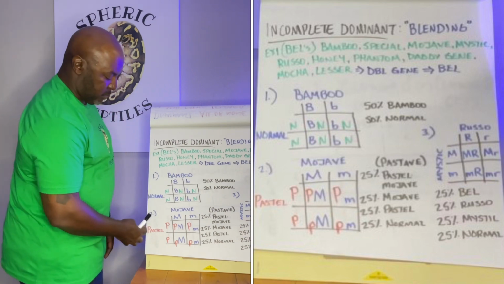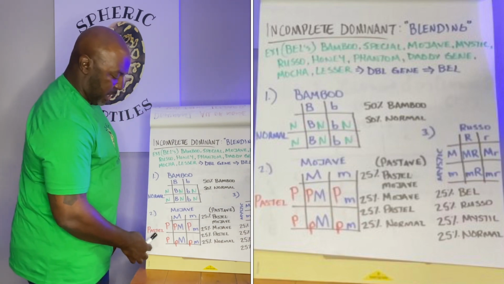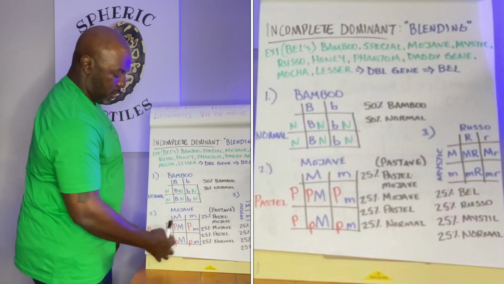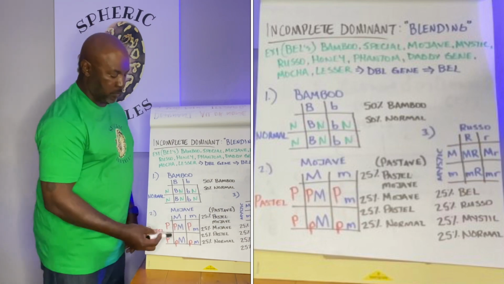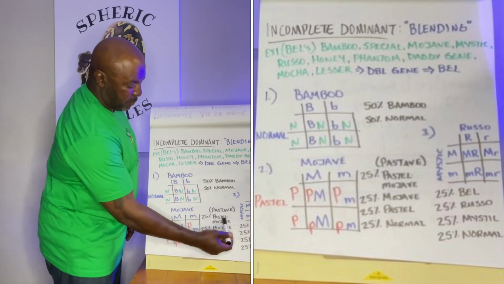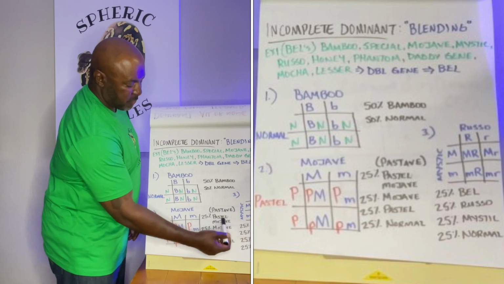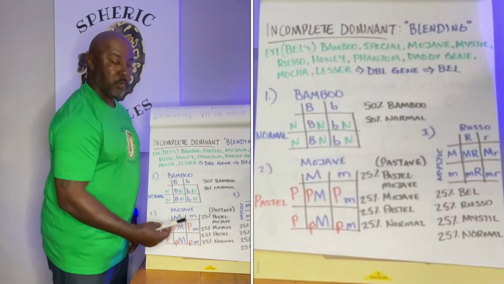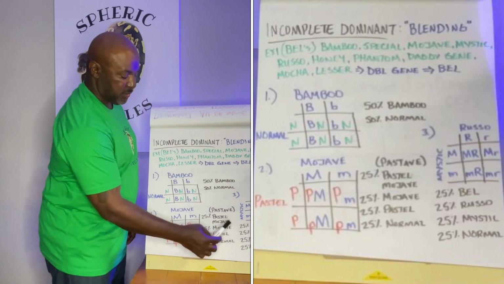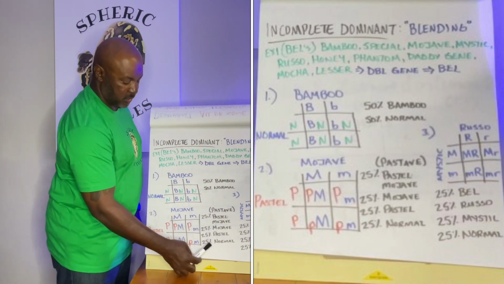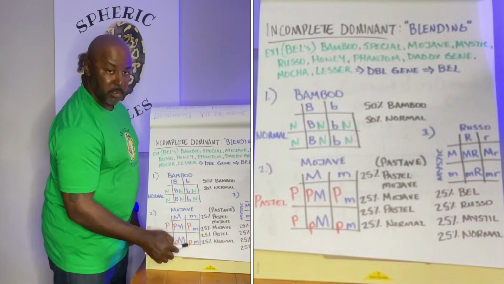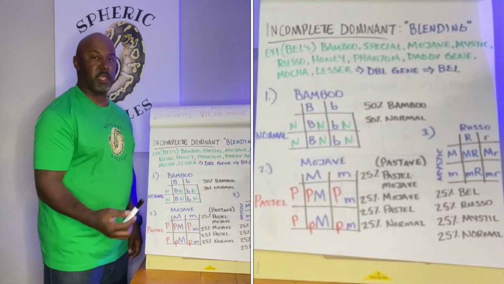Now, if we go to the second, we'll look at pastels versus the Mojave. So it's big M, big P, small p. The way that this works out is there's a 25% chance you'll end up with a pastel Mojave, 25% Mojave, 25% pastel, and a 25% chance that you'll end up with a normal, which is this one down here, small p, small m. Of course, I'm just using the heterozygous.